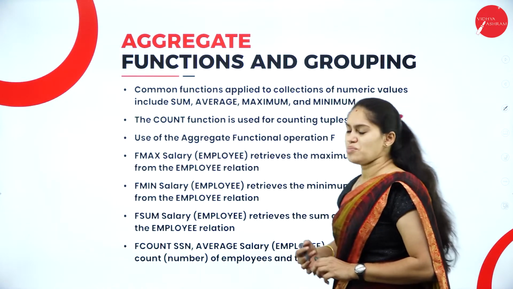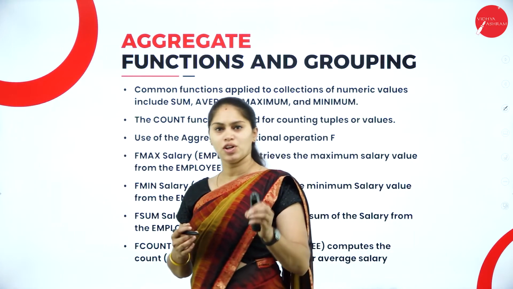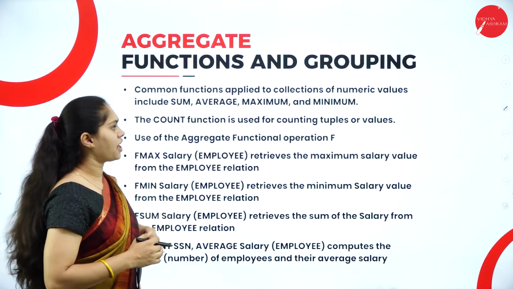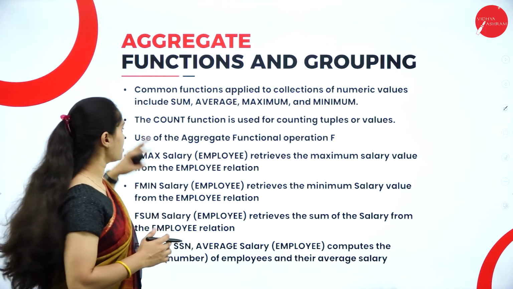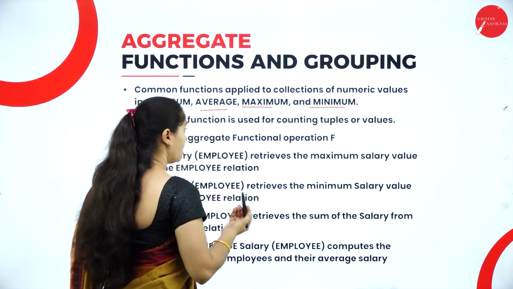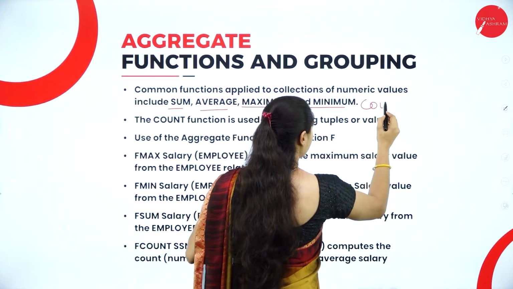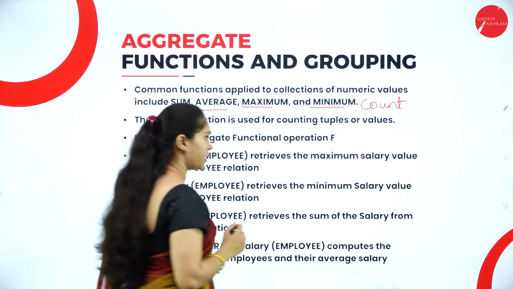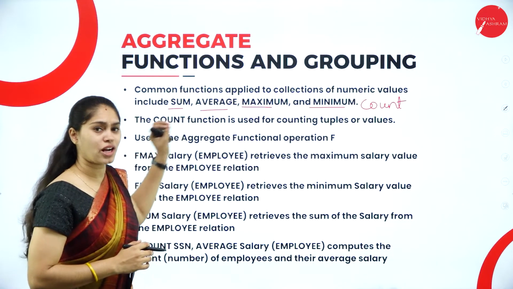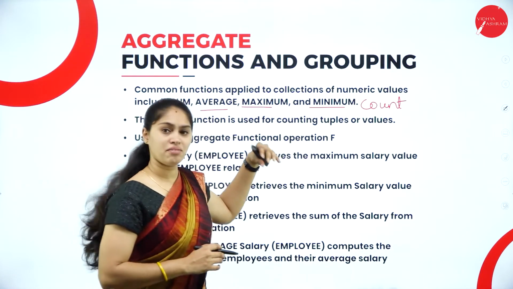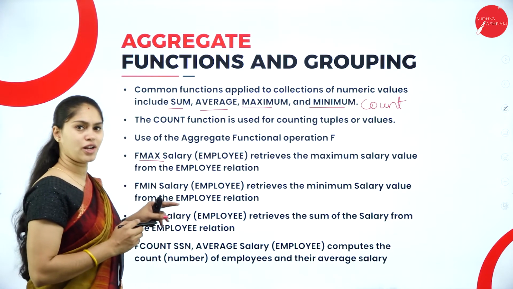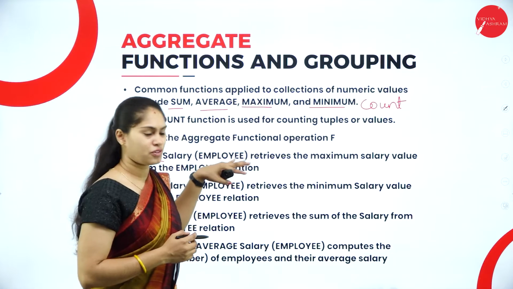When it comes to the aggregate function, we use it on a particular column, and based on that we do these operations. That includes sum, average, maximum as well as minimum, and also count. If you consider count, that will count the number of tuples or values in a particular relation.